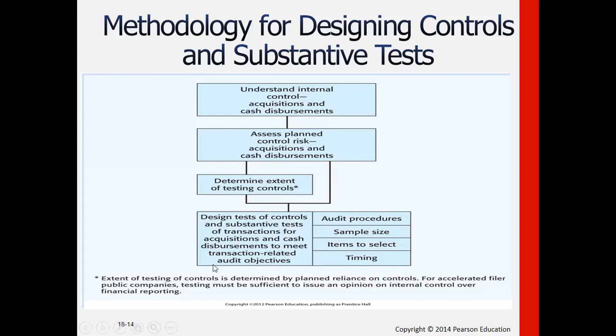Then there is a note here that extent of testing of controls is determined by planned reliance on controls. So as what I've said, if we would be relying much on the controls, meaning to say we have to do extensive or more extensive testing. Then for accelerated filer public companies, so these are the big companies in the US, testing must be sufficient to issue an opinion on internal control over financial reporting. The question is why? Because these accelerated filer public companies under the PCAOB, which is an arm of the Securities and Exchange Commission in the US, PCAOB stands for the Public Company Accounting Oversight Board, in which the audit on internal control over financial reporting is a requirement in addition to the audit of historical financial statements.